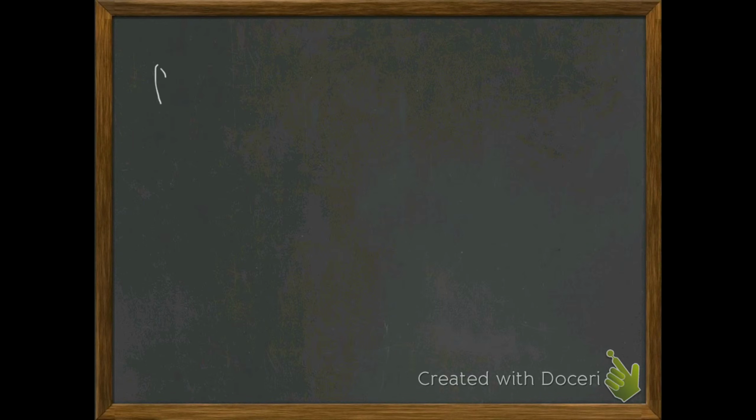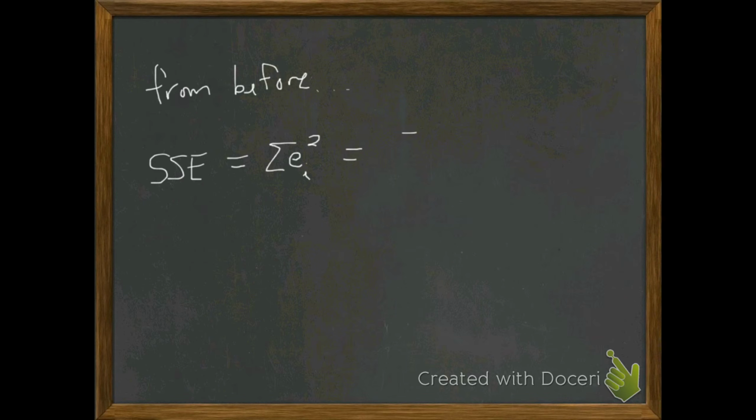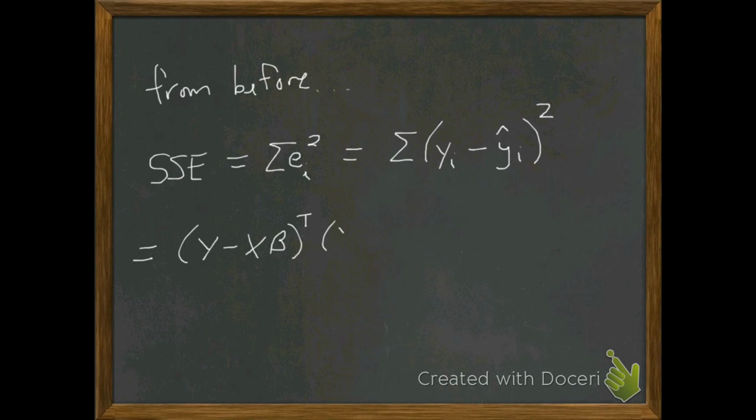Let me start new. We know that the sum of squares for the error, which is the sum of the e sub i squared, which is the sum of y sub i minus y hat sub i quantity squared, should lead us to, without a whole lot of craziness, this.